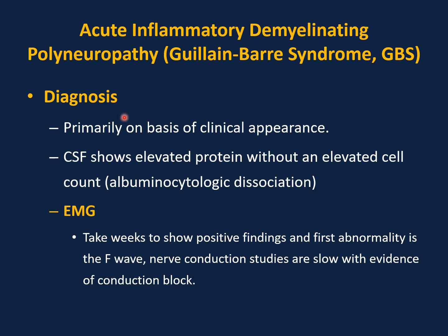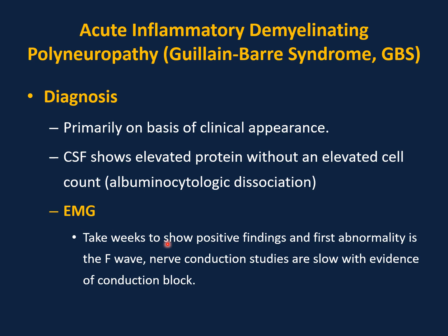Diagnosis of Guillain-Barré syndrome is primarily clinical. Preceded infection followed by weakness and absent reflexes, or ascending weakness and absent reflexes. This is the key word for the diagnosis. CSF is very helpful if it shows elevated protein without elevated cell count. This is well known as albuminocytologic dissociation, another key word, which is elevated protein with no elevated cells.